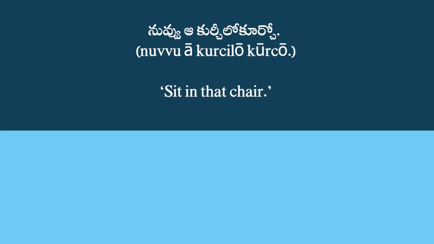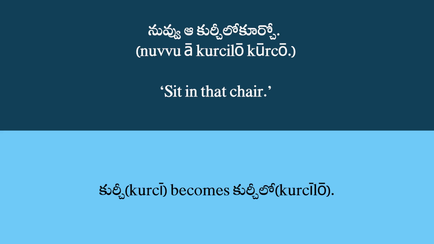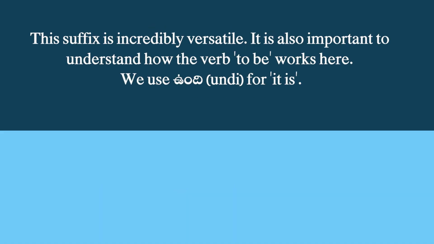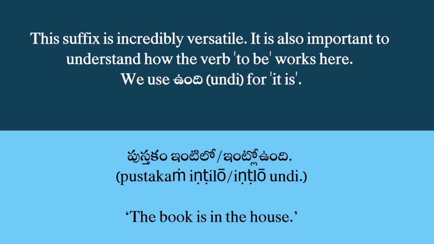It also applies to commands. Nuvvu aa kurchilo kurcho. Sit in that chair. Here, kurchi becomes kurchilo. This suffix is incredibly versatile. It is also important to understand how the verb to be works here. We use undi for it is. Example, pustakam intlo undi, pustakam intilo undi. The book is in the house.